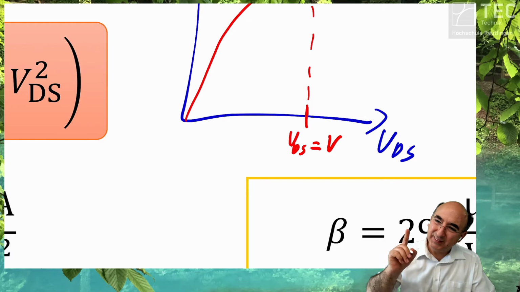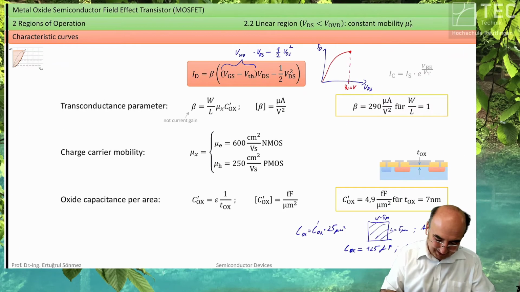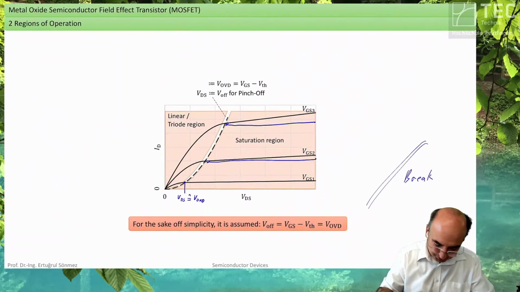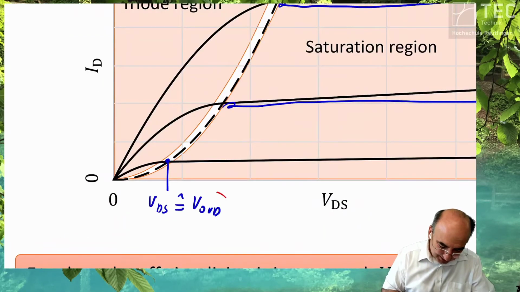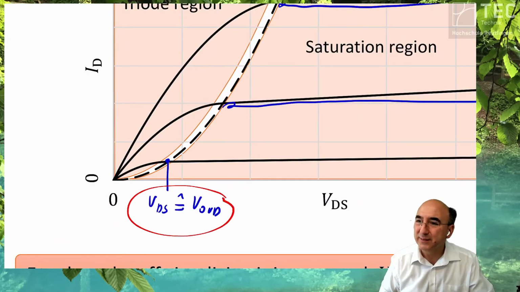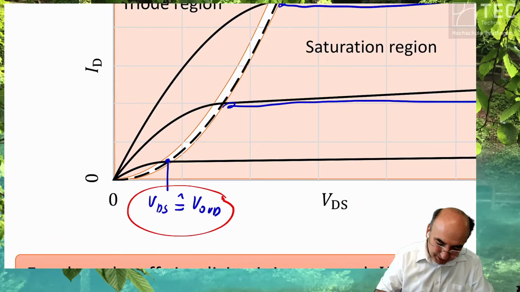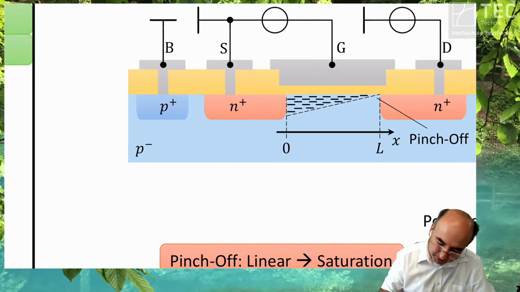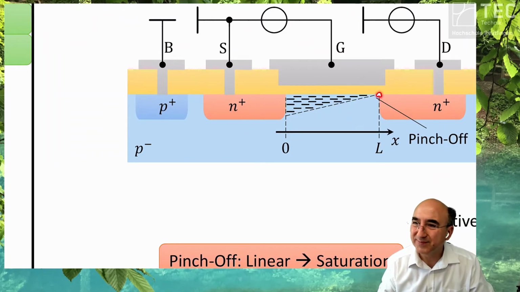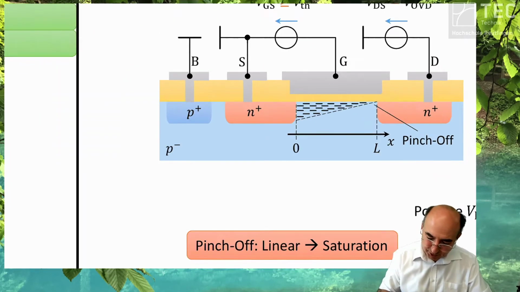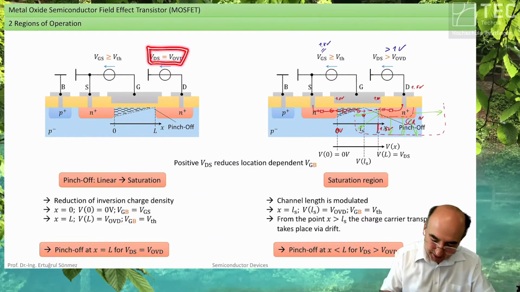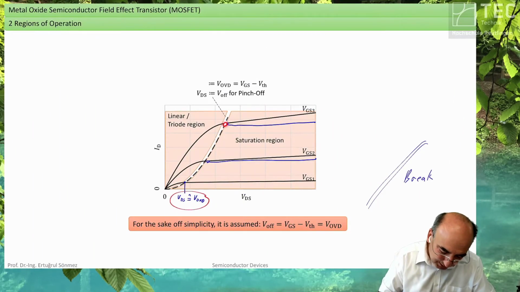No, it has something to do with the threshold voltage. That's the very important point. Therefore, I haven't given you the answer. This is exactly this one, where your channel starts to pinch. And if the channel pinches, and this happens if VDS is equal to V overdrive, you are exactly at this tipping point.